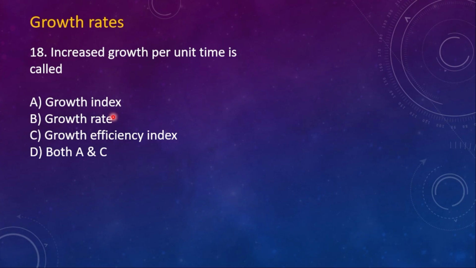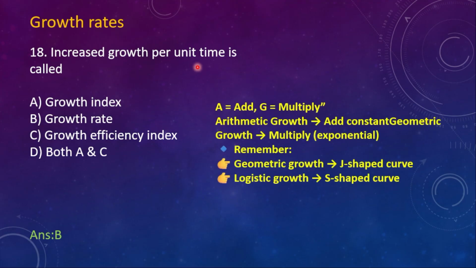Next question from growth rates. 18th one, increased growth per unit time is called A growth index, B growth rate, C growth efficiency index, and then D A and C. Here the right option is B, growth rate. Growth rate is nothing but increased growth per unit time. A is add and then G is multiply.